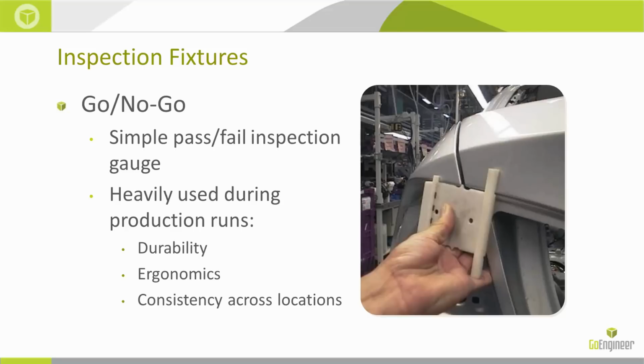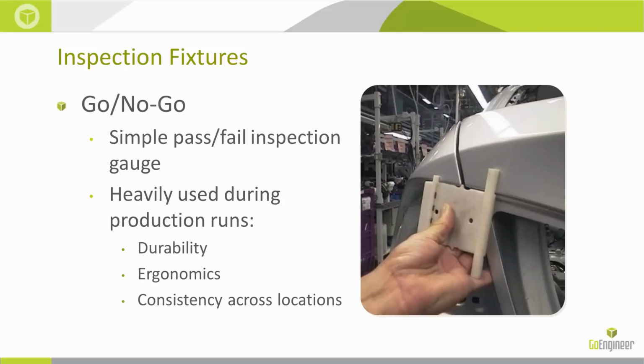These go, no-go gauges are pretty popular. I just haven't seen a lot of them online. Maybe because they're so basic and people don't brag about them so much. But the idea is simple. You hold it up to a part or two parts or three parts. And if it fits, it passes, and if it doesn't, it fails.